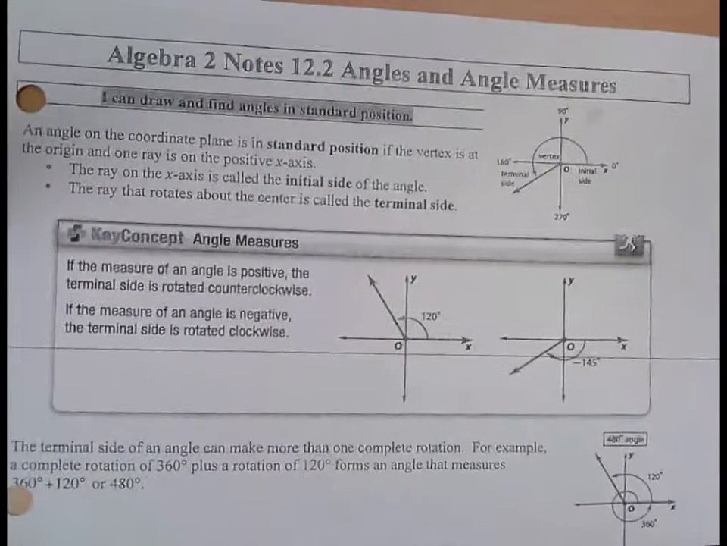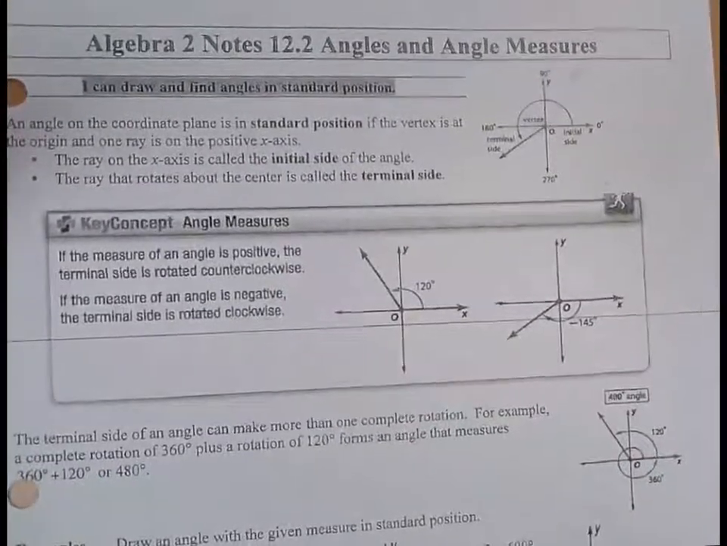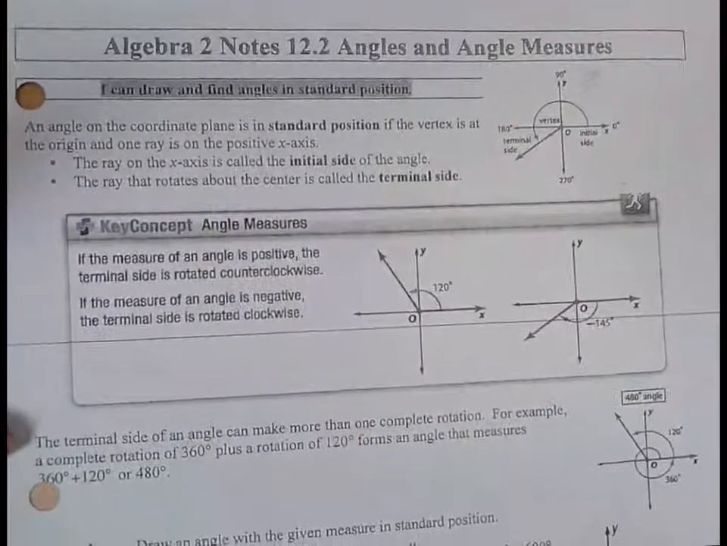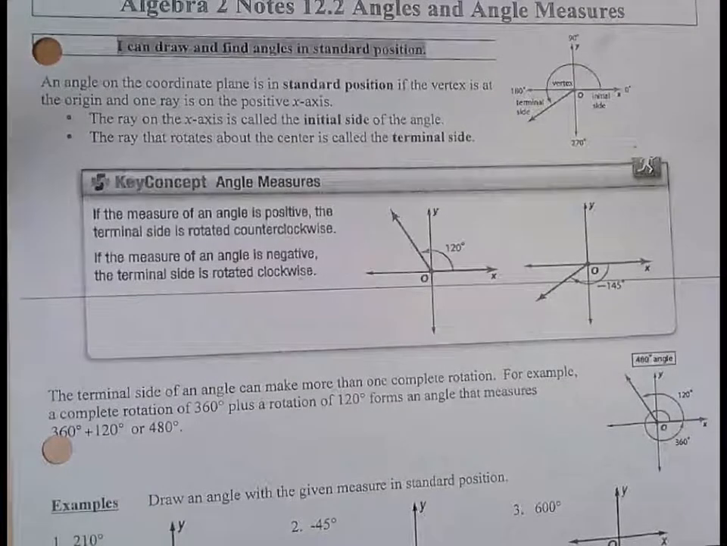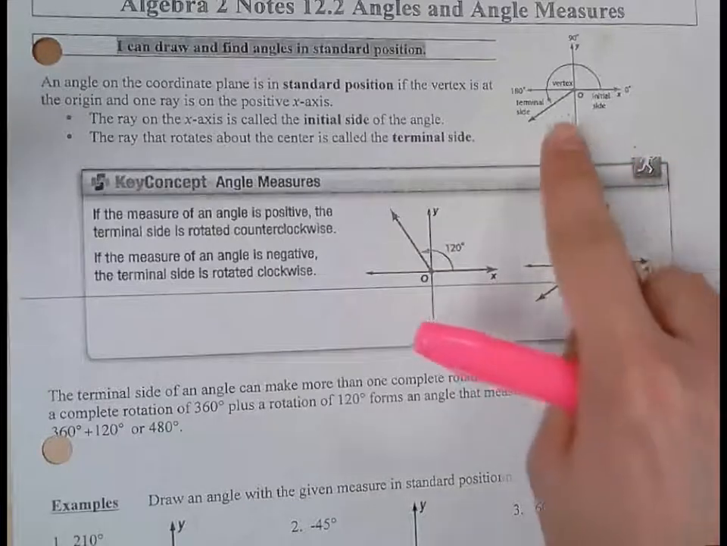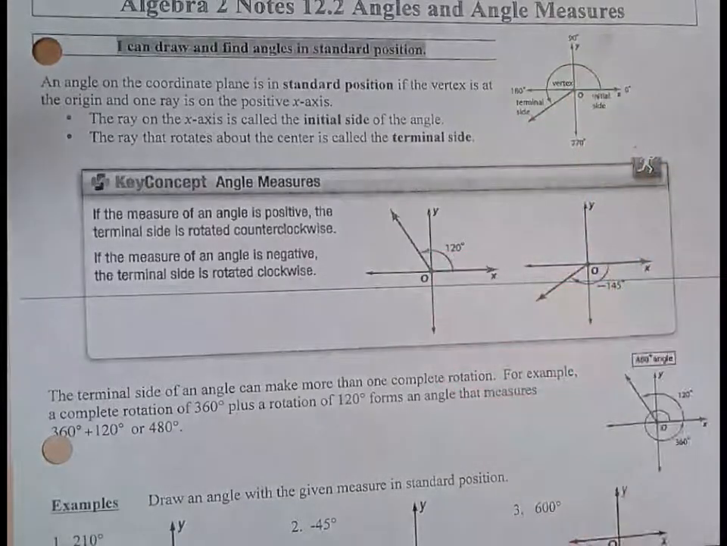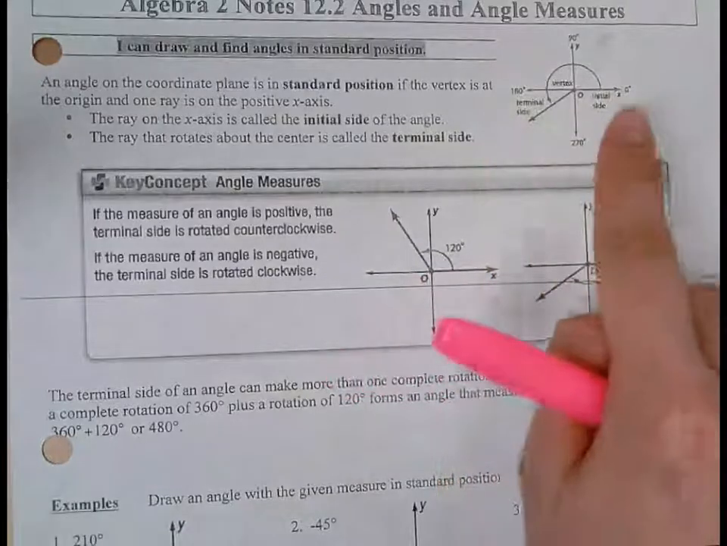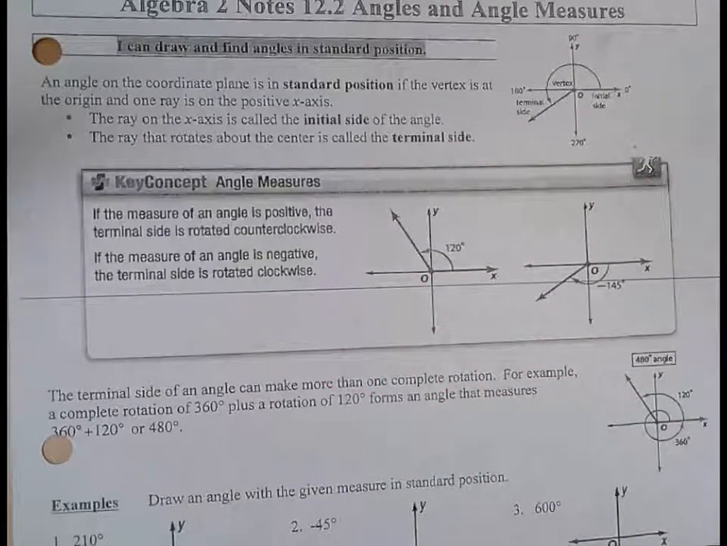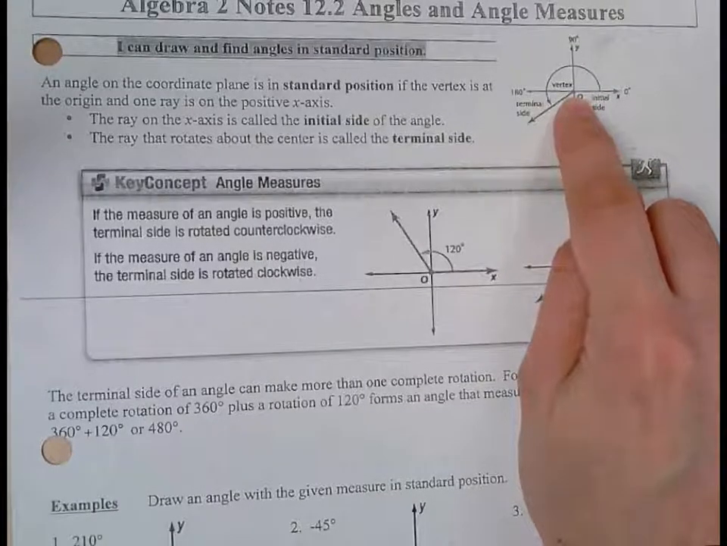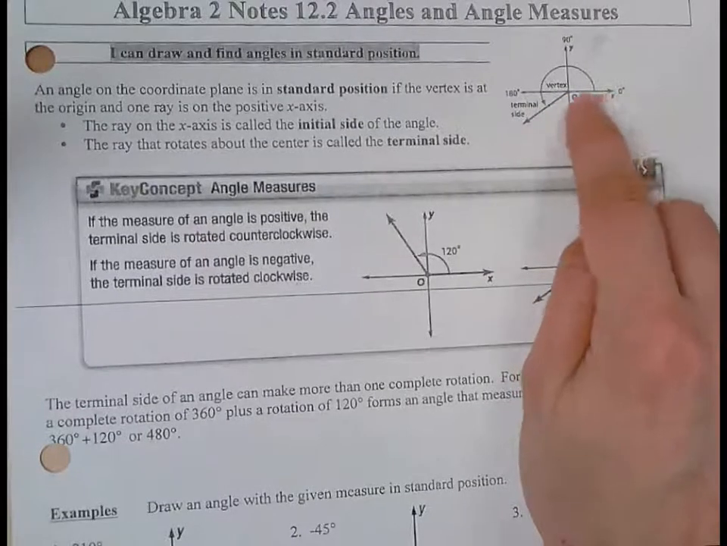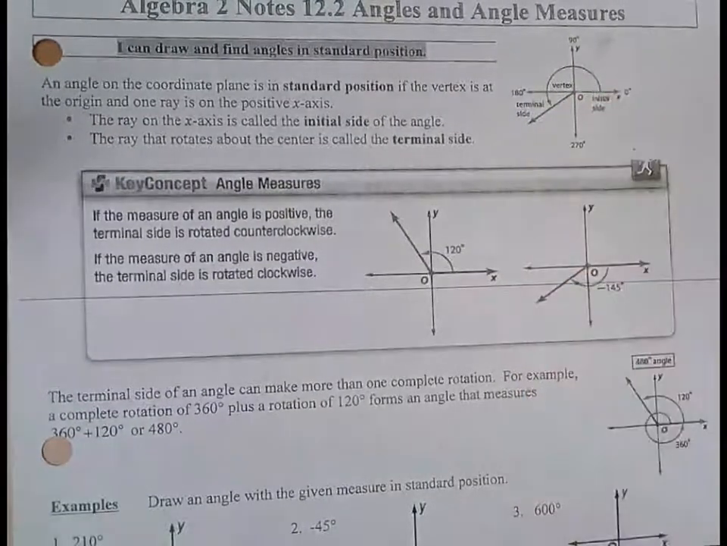So the first part of this is talking about what the standard position for an angle is and drawing an angle in standard position. So an angle on a coordinate plane, so you would have what looks like an x and a y axis, and then you see some degree measures are labeled on here. But an angle on a coordinate plane is in standard position if the vertex of the angle, so that corner part of the angle, is at the origin, and one ray is on the positive x-axis.